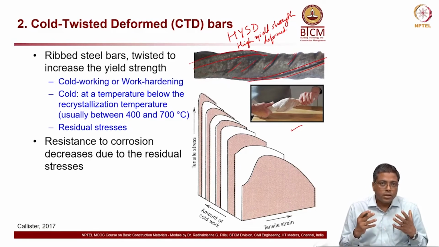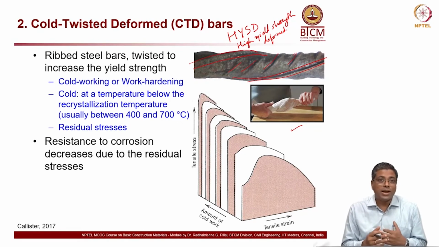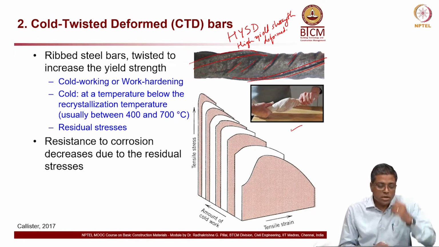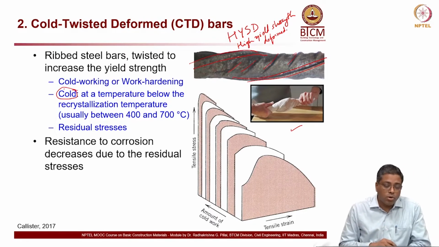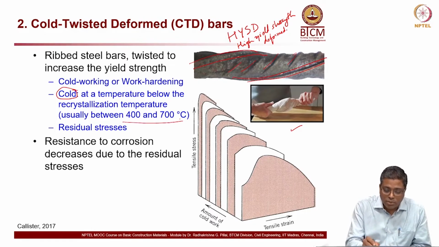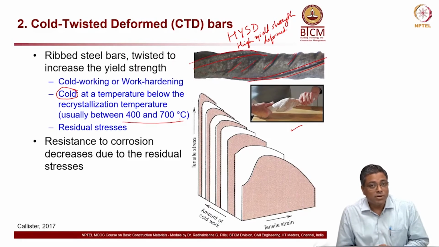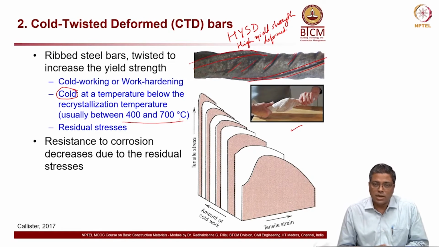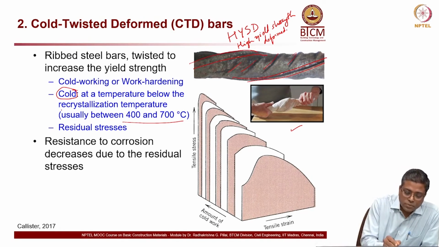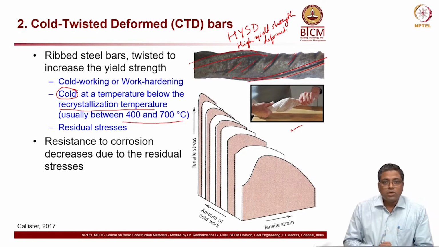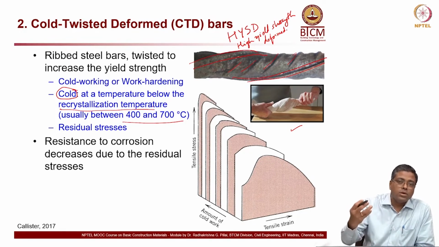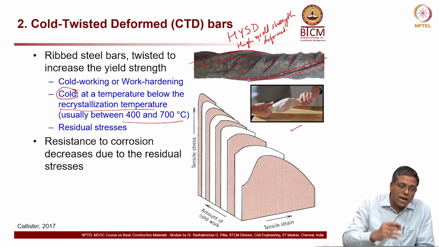When we do this cold working, or work hardening, or strain hardening of these rebars, it's done at a temperature which is called cold, but not cold for you. That temperature is between about 400 to 700 degrees Celsius. So it's essentially a temperature below the recrystallization temperature of the steel. When the molten metal gets cooled and the temperature reaches this 400 to 700 range, it's colder than the recrystallization temperature.